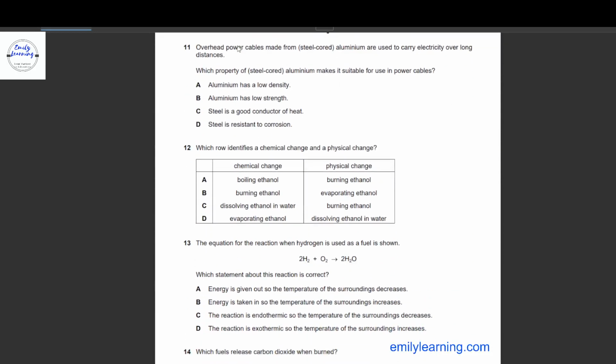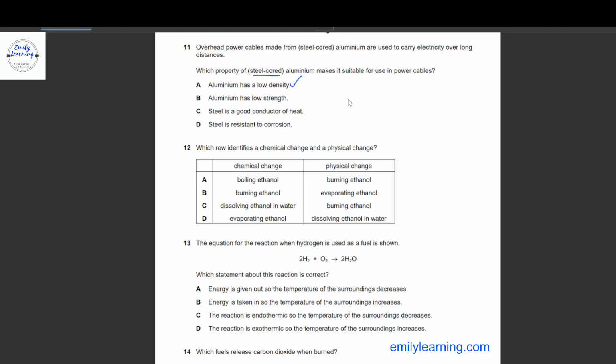Moving on to 11, overhead power cables made from steel cord aluminium are used to carry electricity over long distance. Which property of steel cord aluminium makes it suitable for use in power cables? So basically they are asking us why we use aluminium, right? The main reason is because aluminium has a low density.